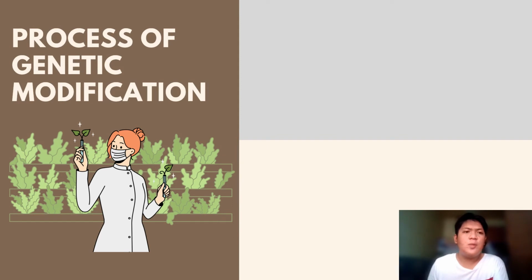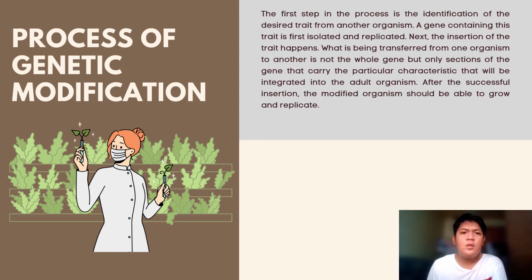So here is the process of genetic modification. The information about the microbe and its reproduction mechanisms are contained in its gene structure. The first step in the process is the identification of the desired trait from another organism. A gene containing this trait is first isolated and replicated.